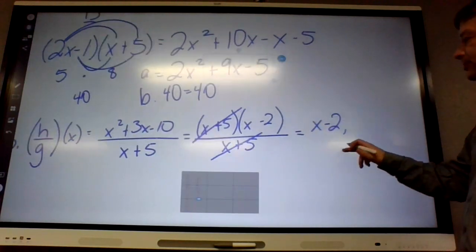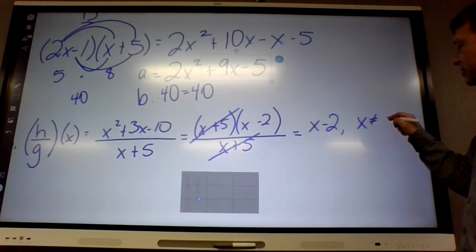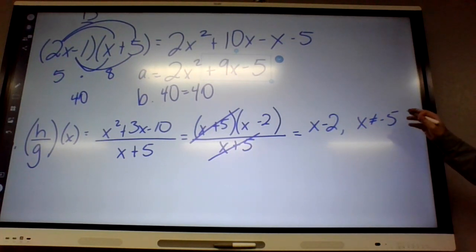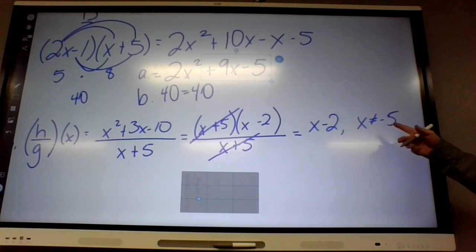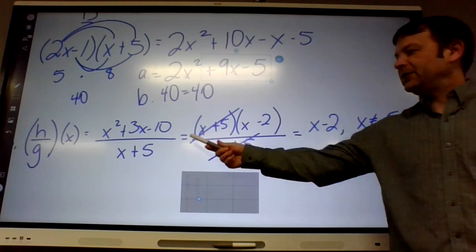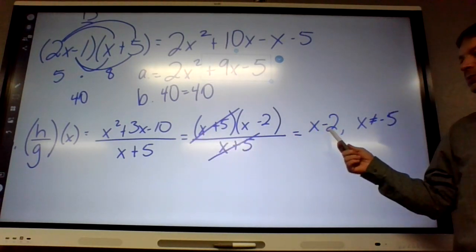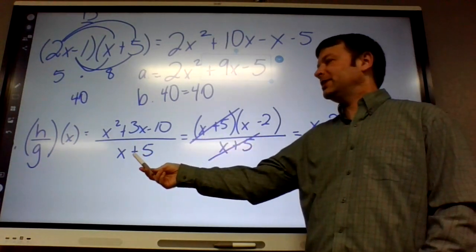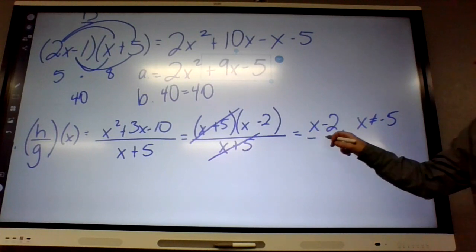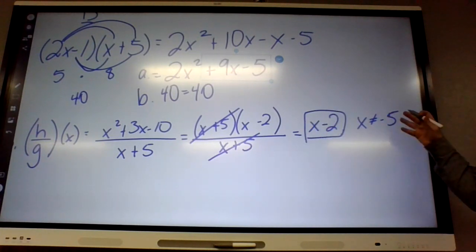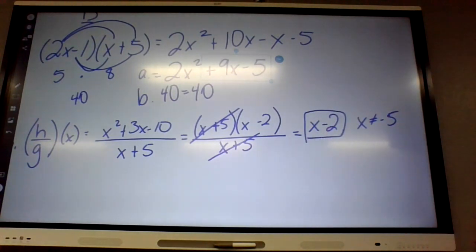But the book probably put this. You know why they put this qualifier here? Even though it turns into x minus 2, negative 5 still doesn't actually work. So this is really the answer, but this is kind of the extra. Little side note, asterisk.